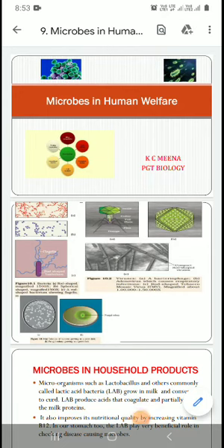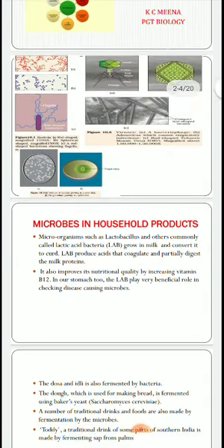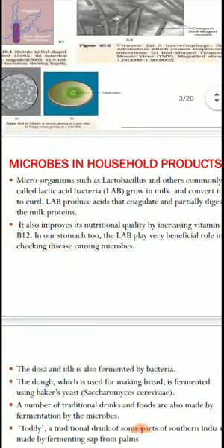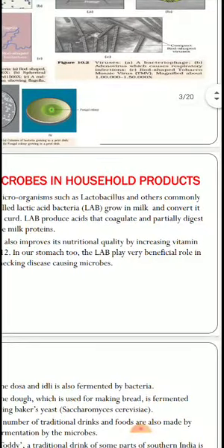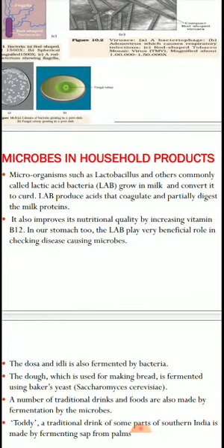Students, today we are going to see the new chapter, microbes in human welfare. Microbes in household products. Microorganisms such as Lactobacillus and others, commonly called lactic acid bacteria, grow in milk and convert it into curd. Everyone knows about that. So it is an acid that coagulates the milk. Which acid is it? That is LAB. What is LAB? Lactic acid bacteria.